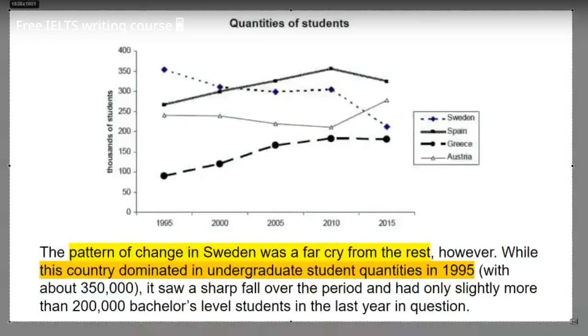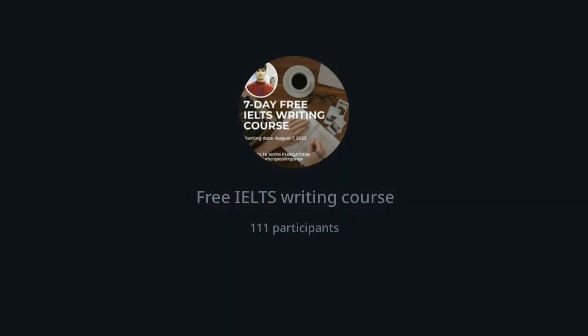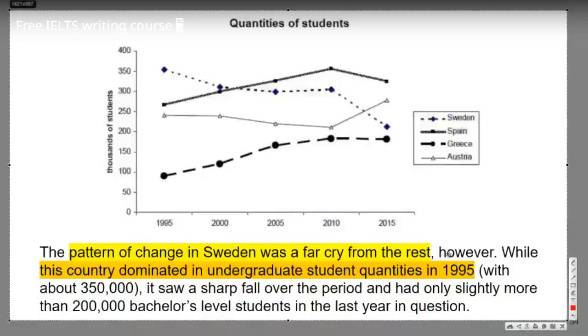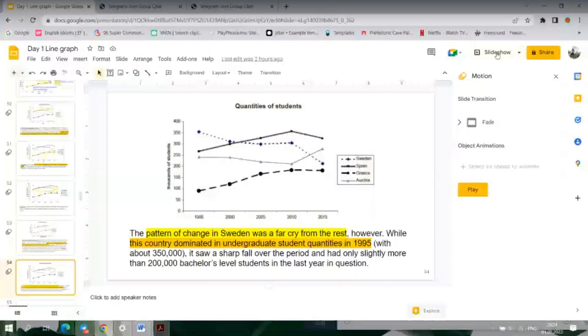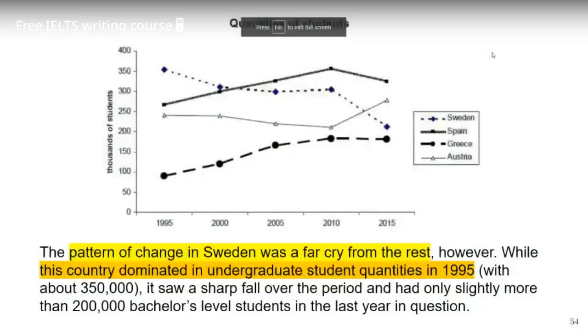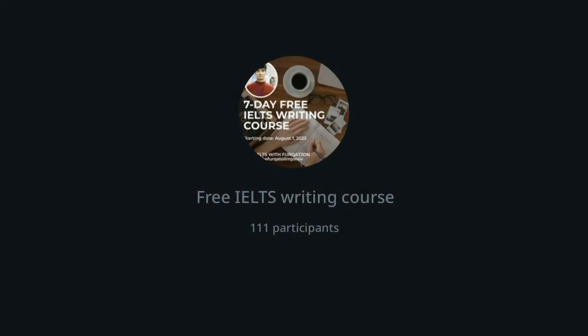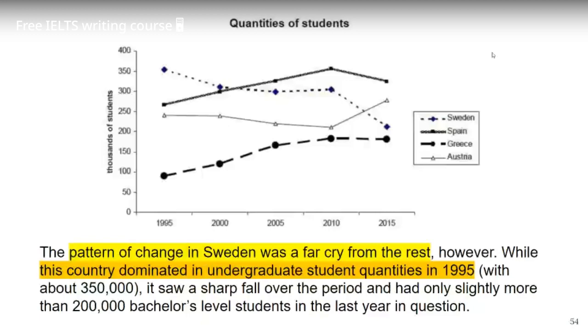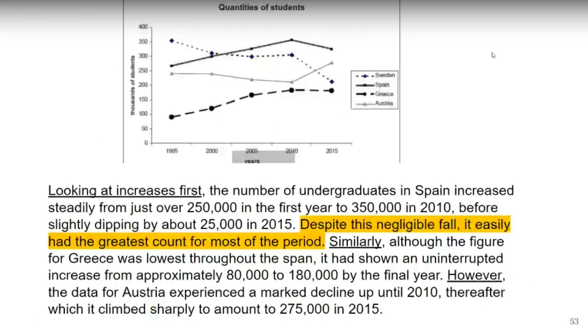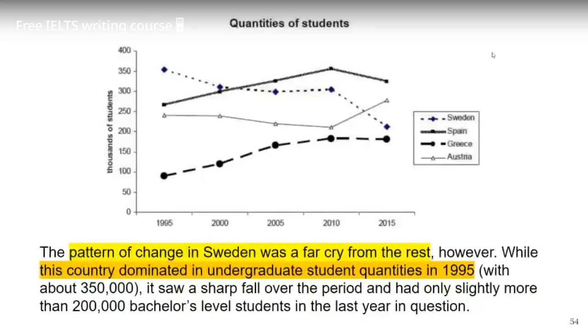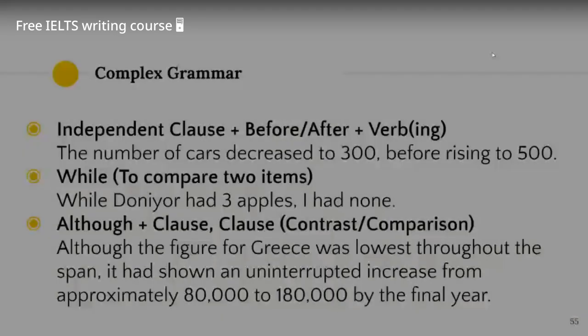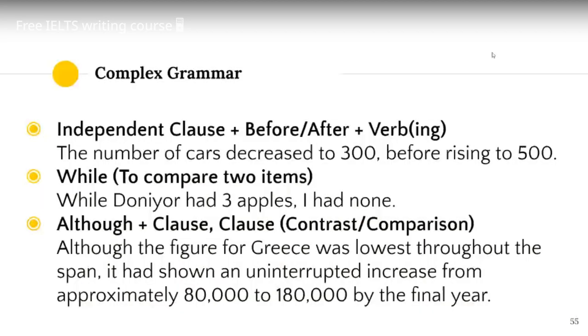I think now you guys know how to write body paragraphs as well. So this one is body 2. This one is body 1. Now we'll move on to the last section of our class. Now we'll learn how to include complex grammar. So as you can see, today we learned these grammar rules.